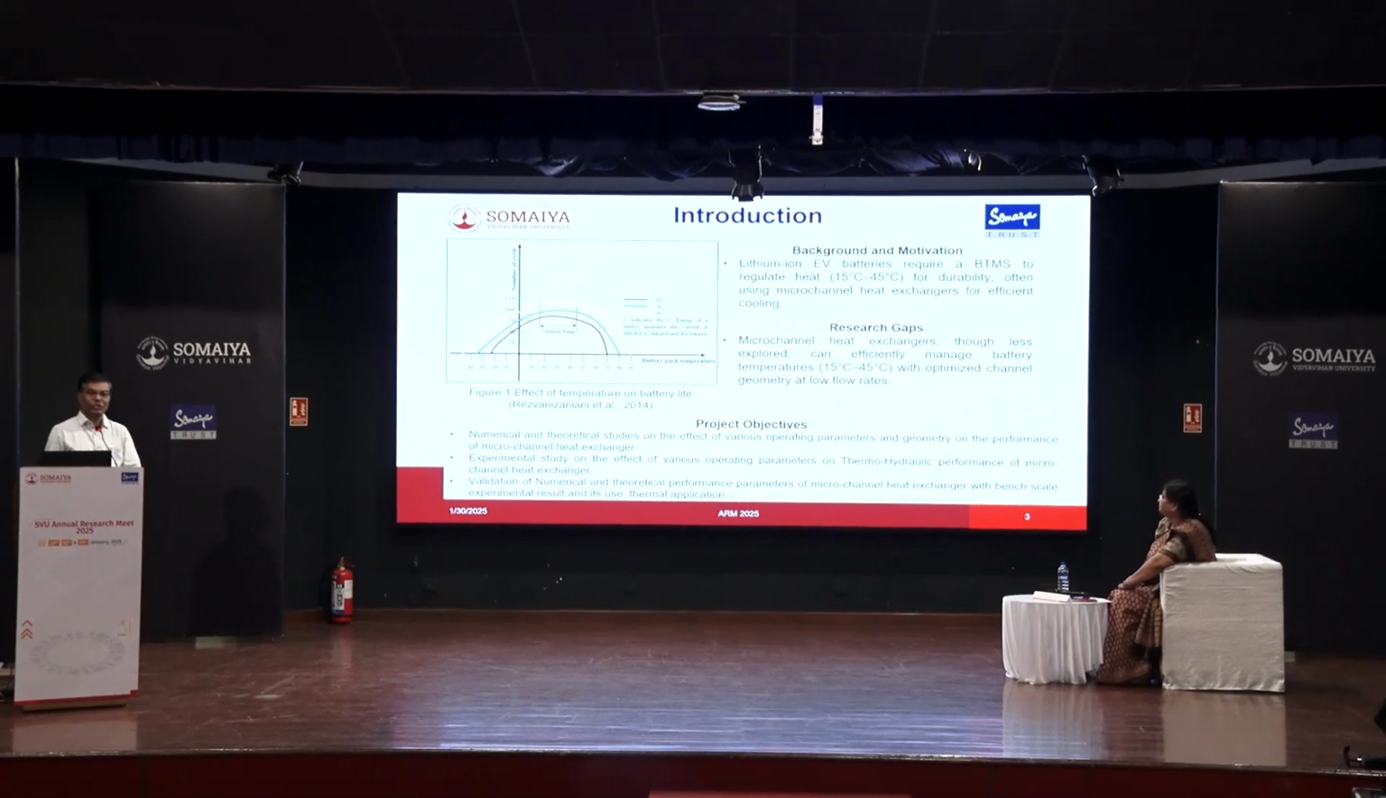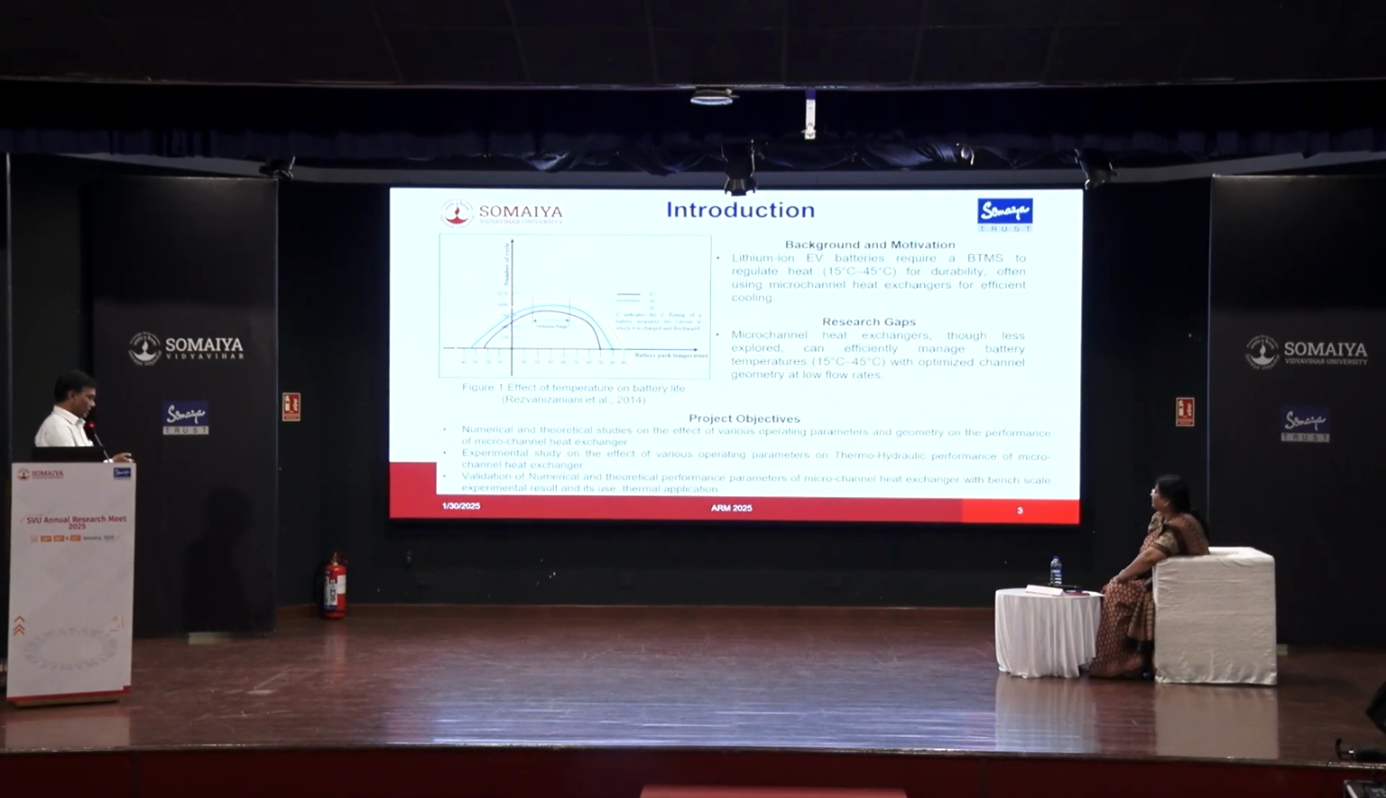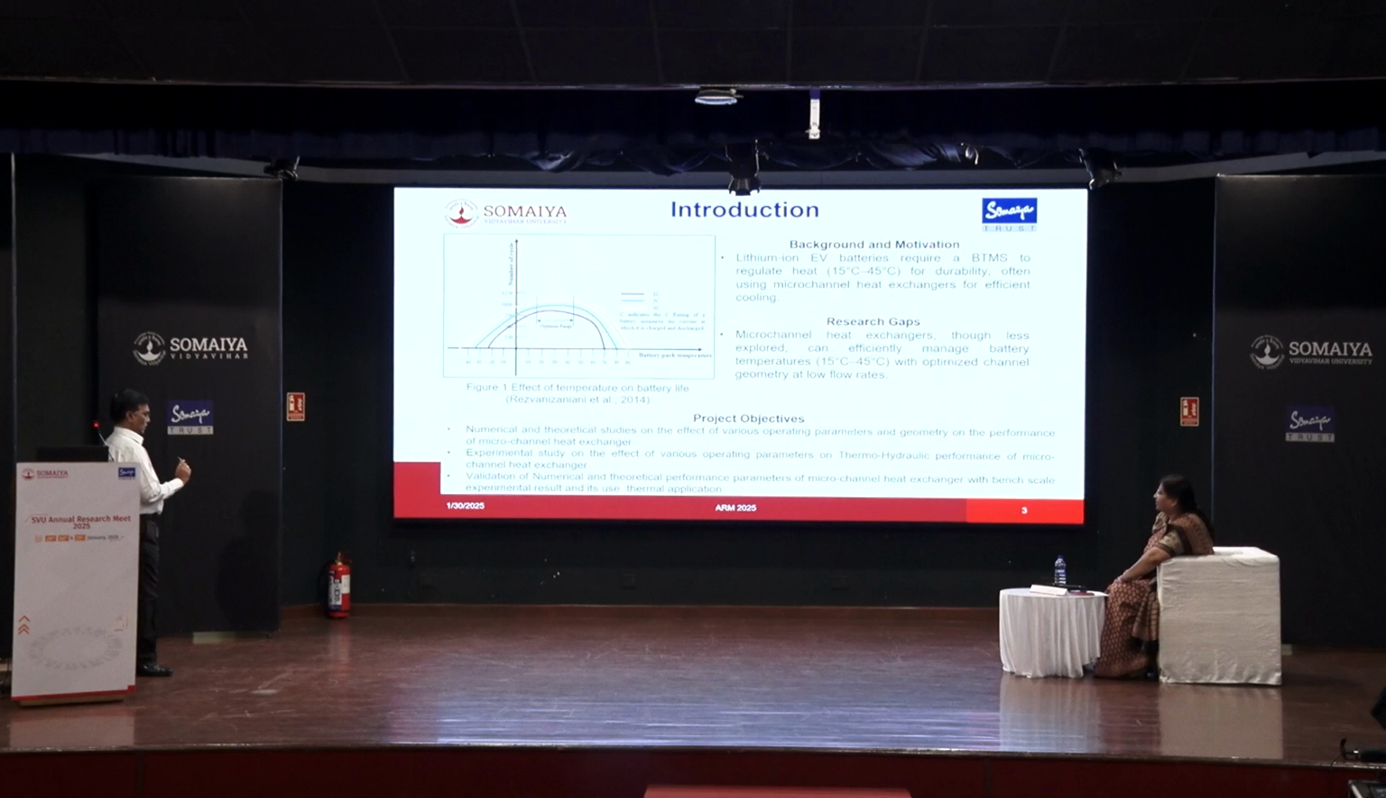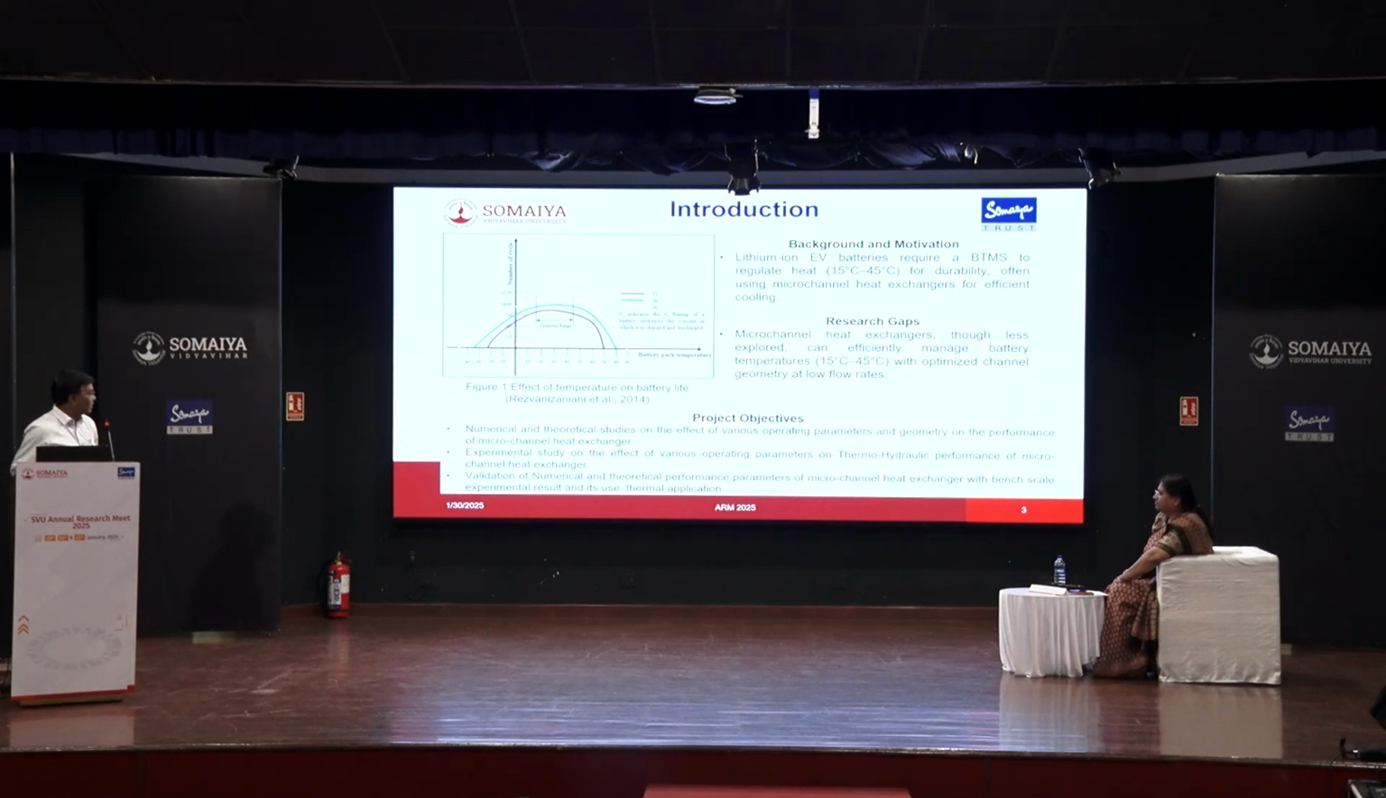See, this graph will show you the rating of the battery. As the rating of the battery increases, that means from 1C, 2C to 3C, you can see in the figure that the temperature of the battery surface is increasing.